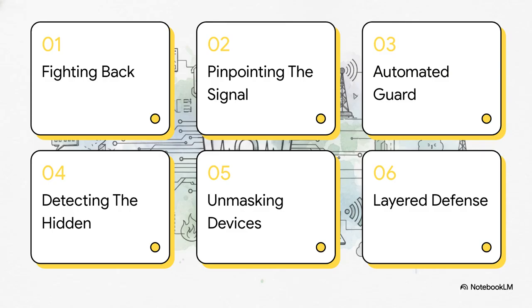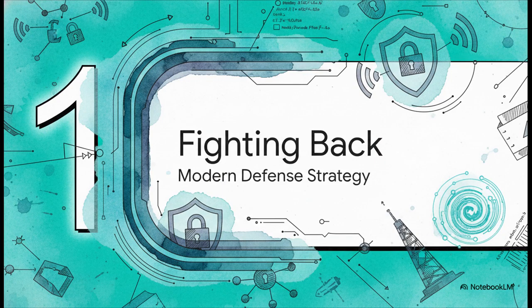Here's our game plan for today. We're going to start with the overall strategy of fighting back. Then we'll dive into the specific tools for pinpointing an attacker and the huge role of the automated wireless guard. We'll also cover how to detect the undetectable and unmask devices. And finally, we'll see how this all clicks together to form your multi-layered defense strategy. Okay, let's dive right in.